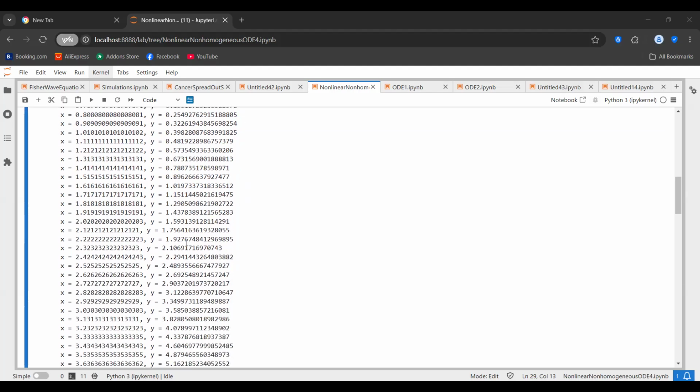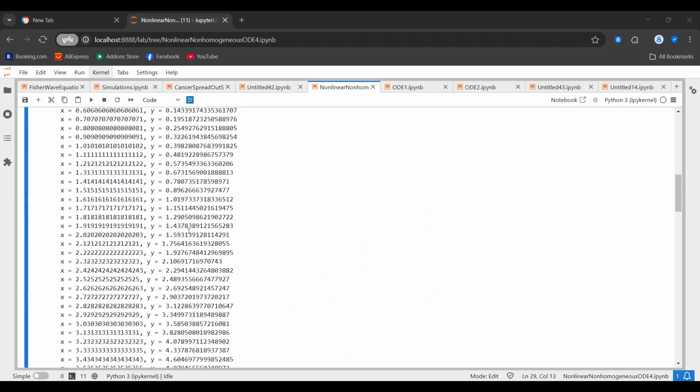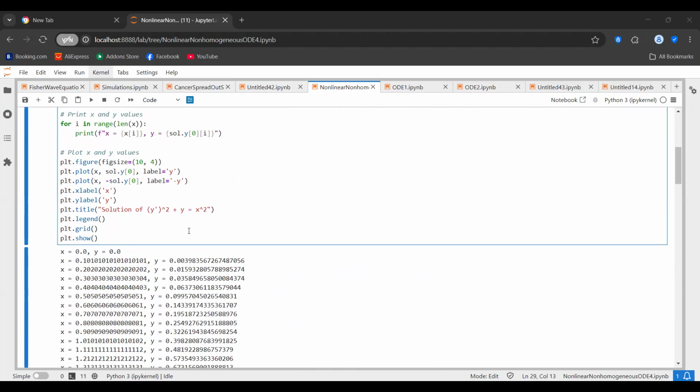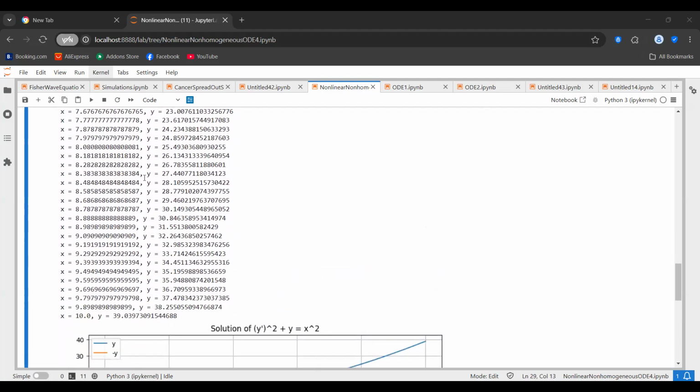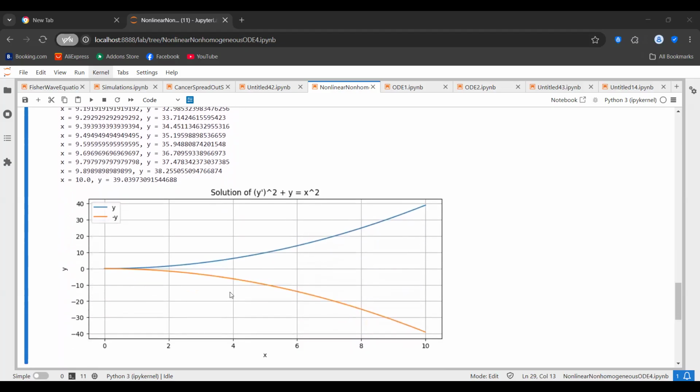So by plotting the solution of x and y, now we start here from 0 to x. Our problem before in Mathematica was from negative 10 to positive 10. Now here we have from 0 to 10. So by plotting all the x and y points, we have here from 0 to 10.